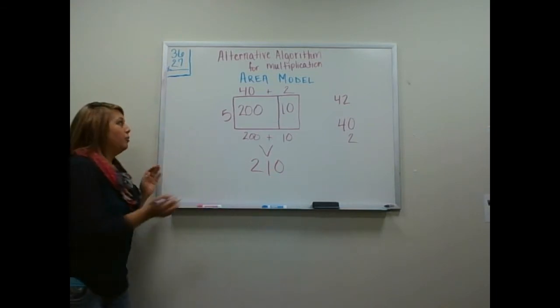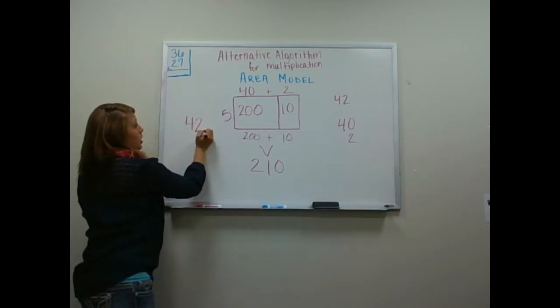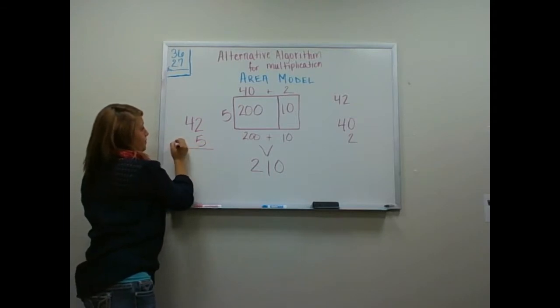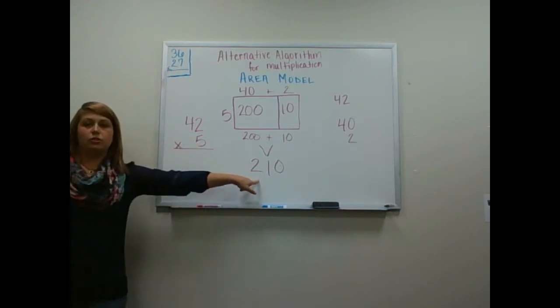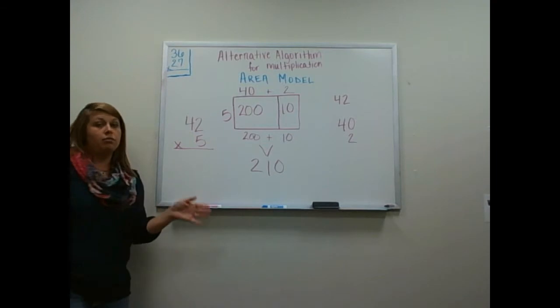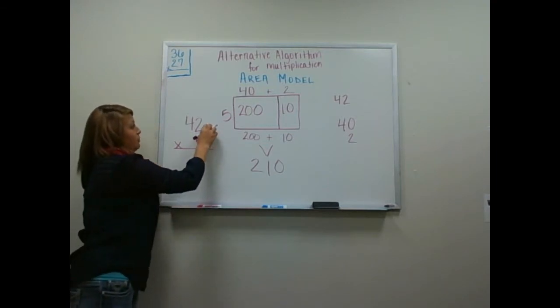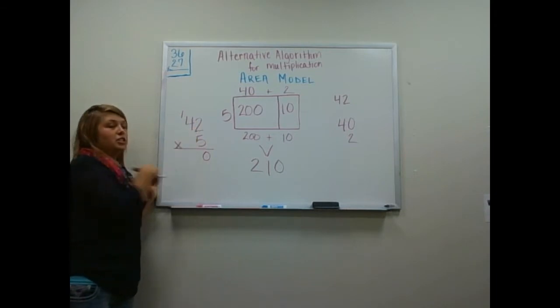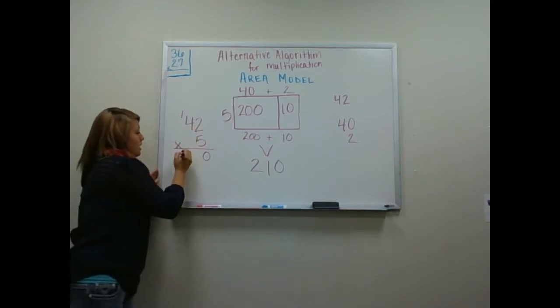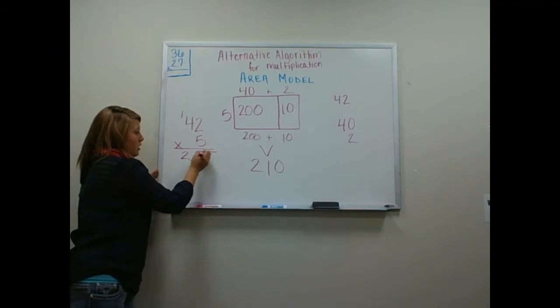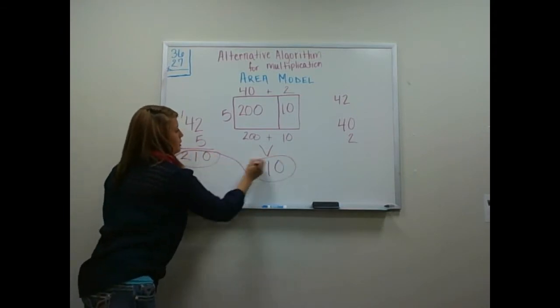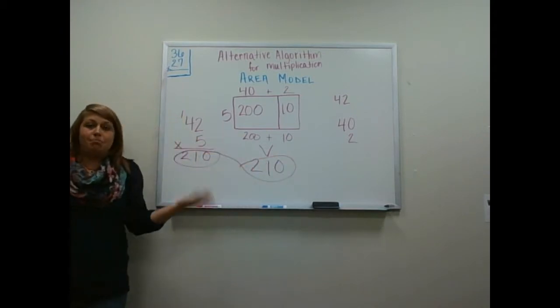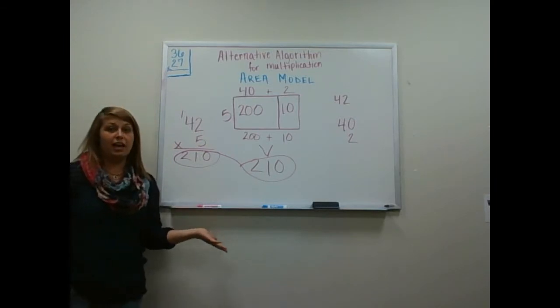So, in other words, 42 multiplied by 5 equals 210. Quickly, in a standard way, we'll do 5 times 2 is 10, carry the 1. 5 times 4 is 20, plus 1 equals 21. 210, 210. Both models, we arrive at the same answer.